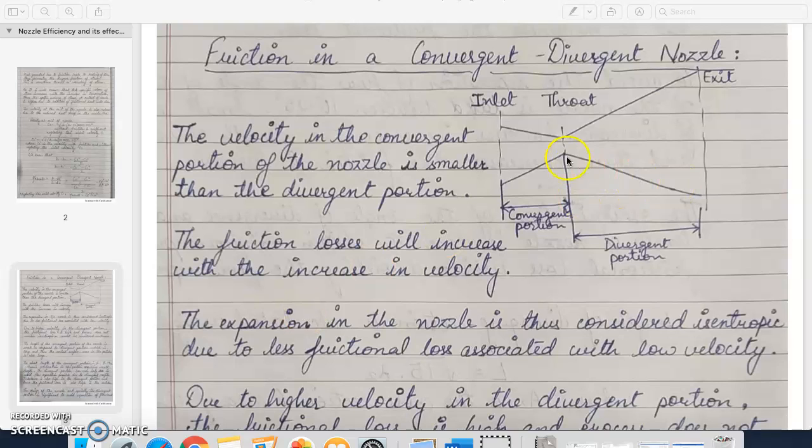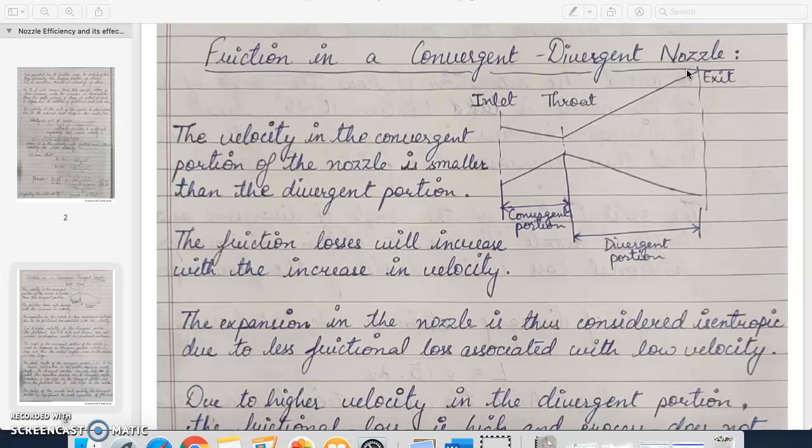Now the length of this divergent portion is to be kept long to avoid the separation of flow during the flow through this divergent section, as during this flow there will be an increase in area which may lead to the boundary layer separation, which you might have studied in fluid mechanics in the third semester. Now this divergent portion also has a larger area in which the steam rushes, and hence larger turbulence is there in this section, which may lead to large friction as compared to the rest of the section.